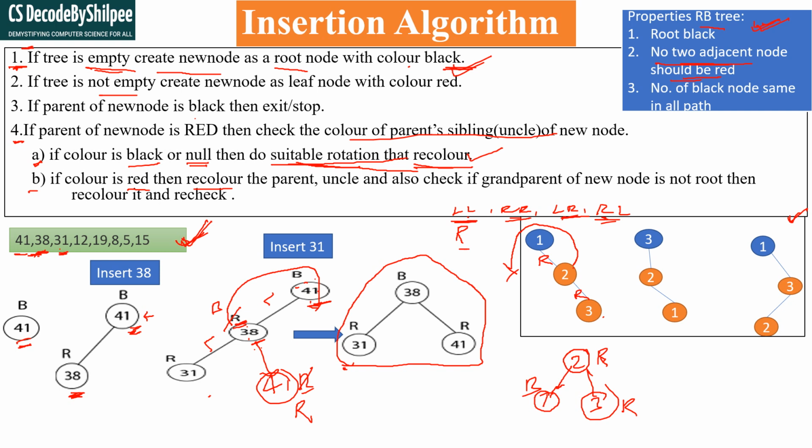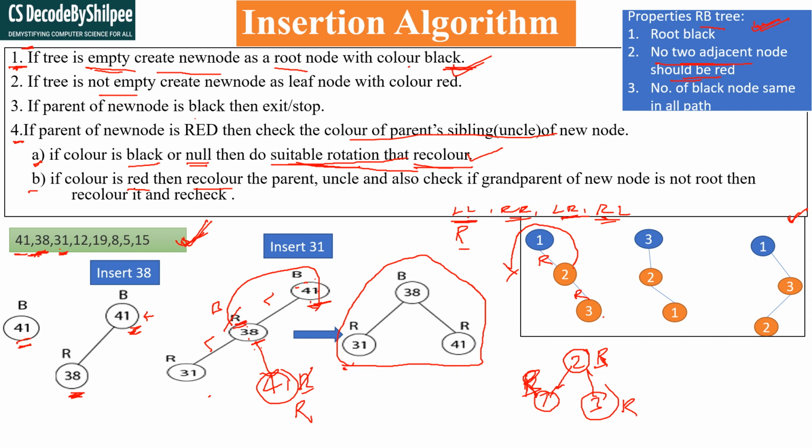You have to perform swapping of the colors also, because you are performing recolor. You swap the colors between 2 and 1 only. So 2's color was previously red, now it will become black, and 1's color was black, now it becomes red. This you do if it is the RR situation.